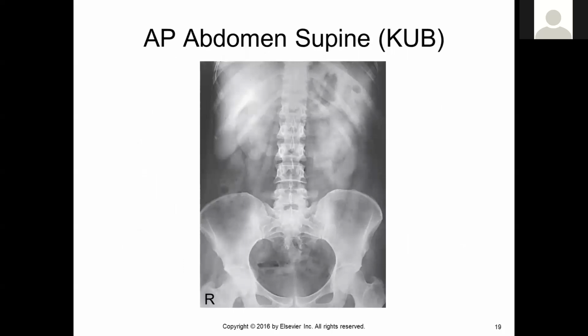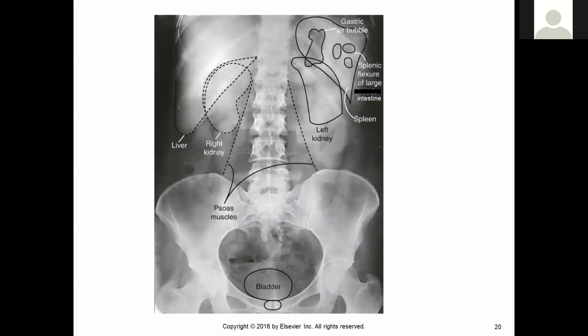Here is an example of a KUB: kidneys, ureters, bladder. Abdominal contents going down to all of the pubic symphysis is included here. Let's look at a labeled version of this image. Now the anatomy is highlighted for you.